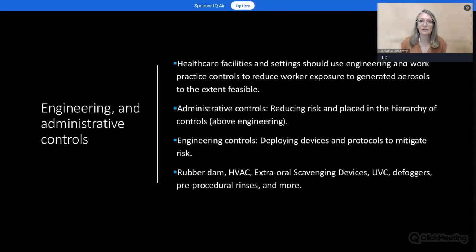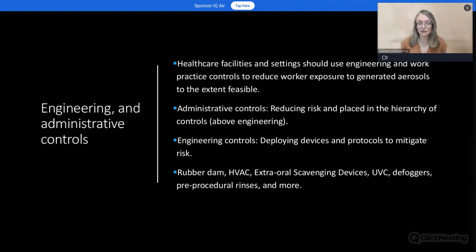Engineering controls: we use devices and protocols to mitigate risk. What would those be? Rubber dam. Good old rubber dams are great for reducing aerosol. Your HVAC. Not all of you have HVAC systems. Glory, who will be talking at 6 o'clock Pacific time, is an HVAC contractor. She can talk to you about HVAC and what you need to consider.